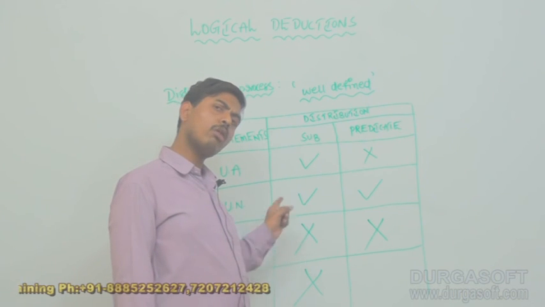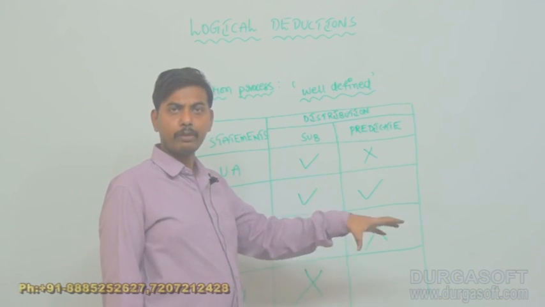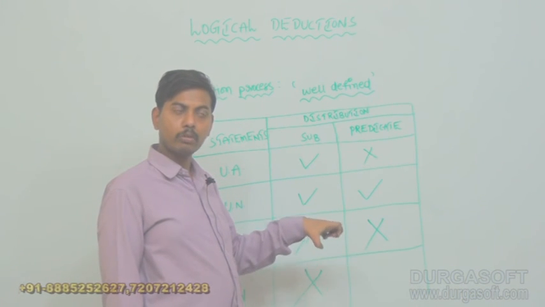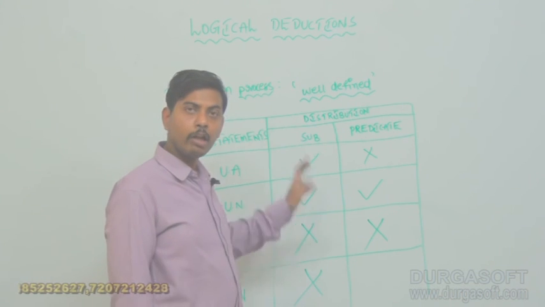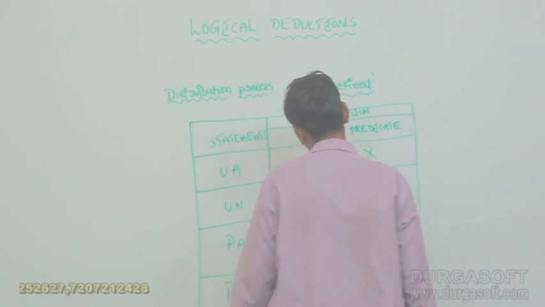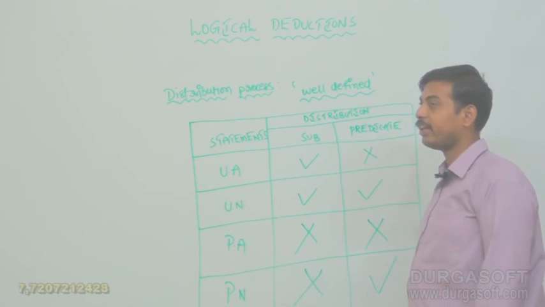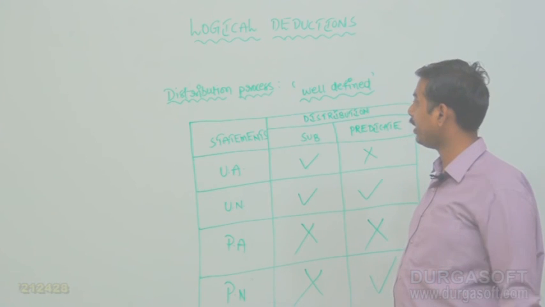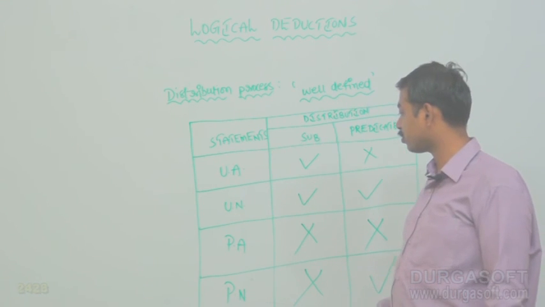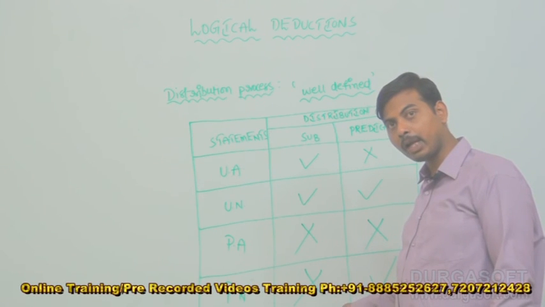Some girls are not rankers means out of the girls community we are talking about some of the girls, and no doubt about it, those girls are not rankers. So in the case of particular negative, the predicate is defined very well. In the distribution process of particular negative, the subject is not defined very well, and the predicate is defined well.